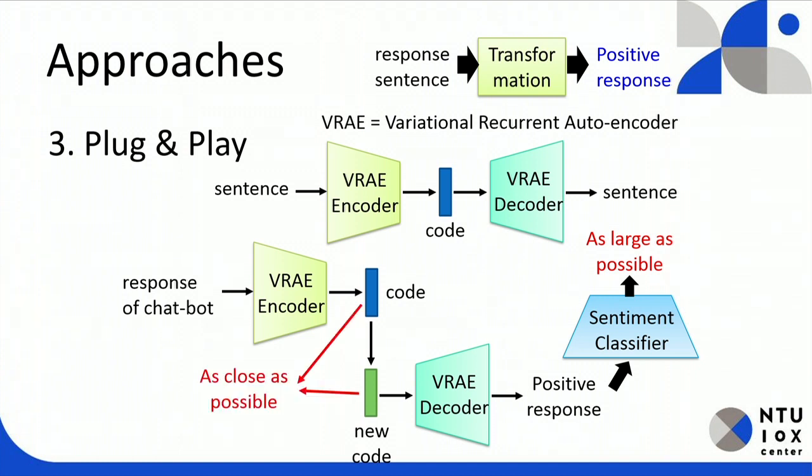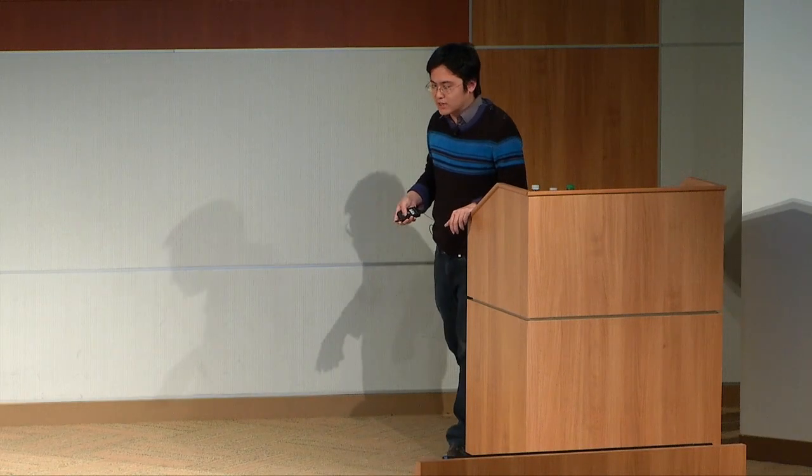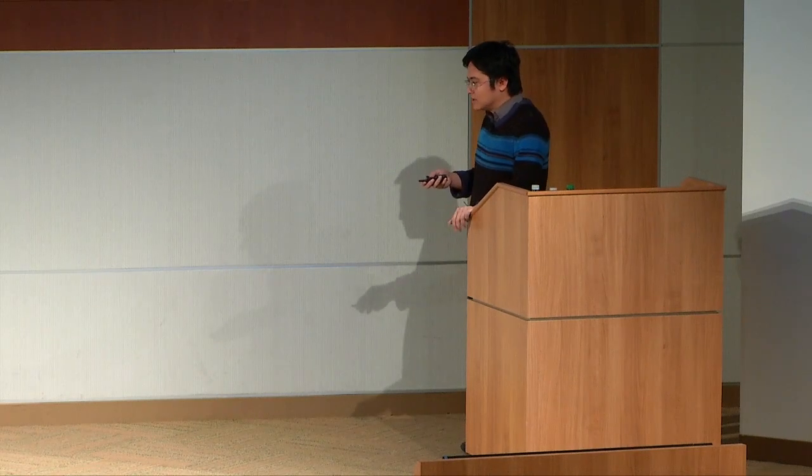You want the output of the decoder to be a positive sentence that can obtain a large score from your sentiment classifier. But at the same time, you don't want the blue code and the green code to be too different, because if they are too different, then you transform a sentence into a completely unrelated sentence. This is not what we want. So we want the blue code and the green code to be as close as possible. In this way, the input sentence and the output sentence of the transformation network will probably be semantically related, but the output will be more positive. Don't worry if you cannot 100% understand this approach, because it doesn't work. So let's just skip it.